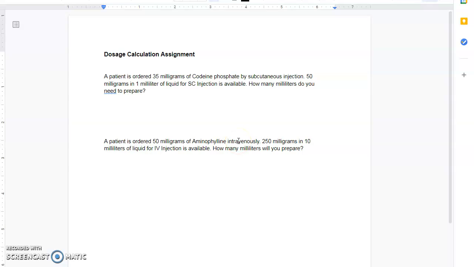So, I just want to do a brief tutorial on how to get the dosage calculations for your medication. This is from the dosage calculation assignment, question 1 and question 4. I'm going to show you how to get the correct dosage. I've seen some students struggling with it.